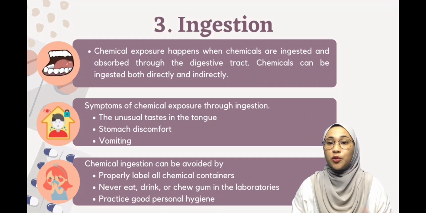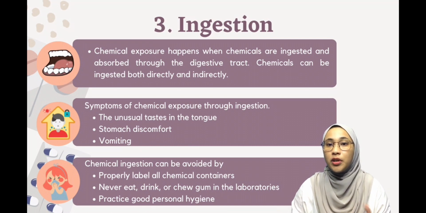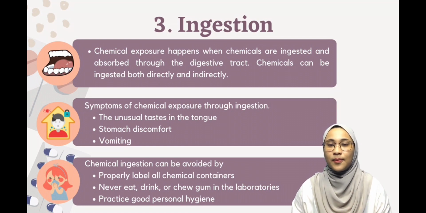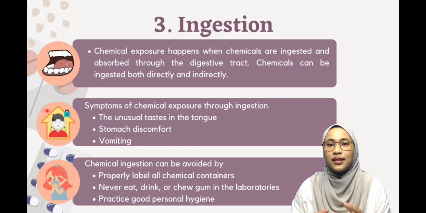Chemical exposure through ingestion occurs by absorption of chemicals through the digestive tract. Chemicals can be ingested both directly and indirectly. Accidentally eating or drinking a chemical can result in direct consumption. However, with adequate housekeeping and labeling, this is less likely to occur.